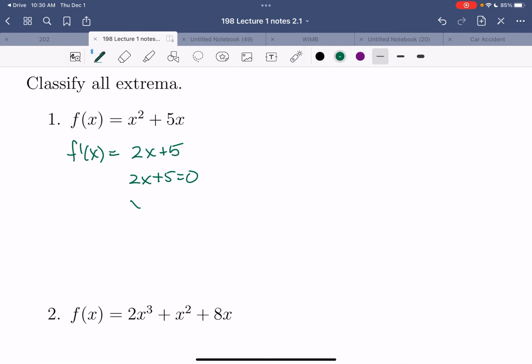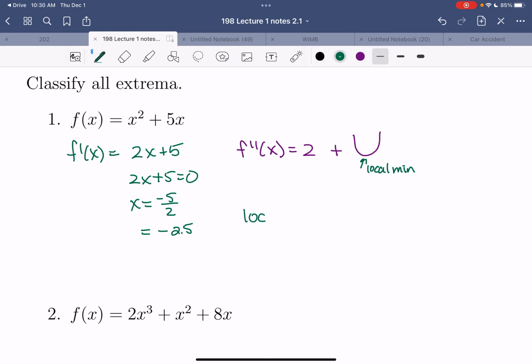Subtract your 5, divide by 2, you end up with negative 5 halves. If you like the decimal, that's negative 2.5. And then we're testing that in either the first derivative test or the second derivative test. Now, the derivatives here are nice and easy, so I'm going to go ahead and take my second derivative, which turns out to be 2. And that is always positive, which means it's always concave up, which means that my negative 2.5 is a local min.